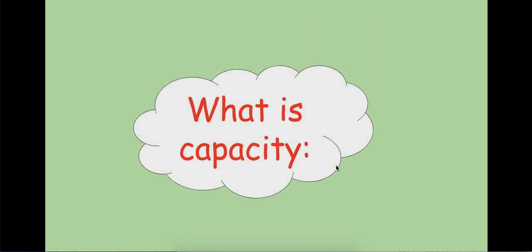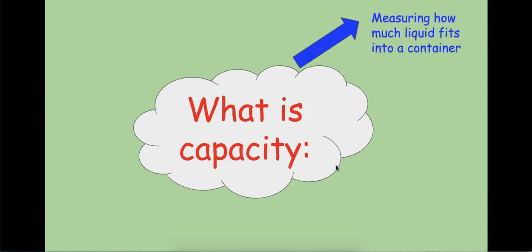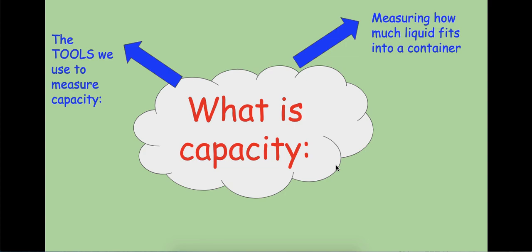Right, so let's recap. What is capacity? Do you remember from yesterday? Capacity is measuring how much liquid fits into a container. And remember, boys and girls, a container can be anything that can hold liquid. The tools we use to measure capacity are spoons, cups, jugs, beakers, and also we can use buckets. We can use a whole lot of things as long as it's got a gradient of pure measurement in either mils or liters.